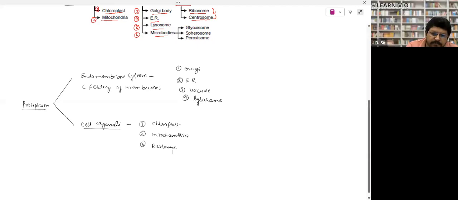So put the heading endomembrane system. First heading: endomembrane system. Endomembrane system is a grouping of some membrane organelles that function in close coordination with each other. Full stop.